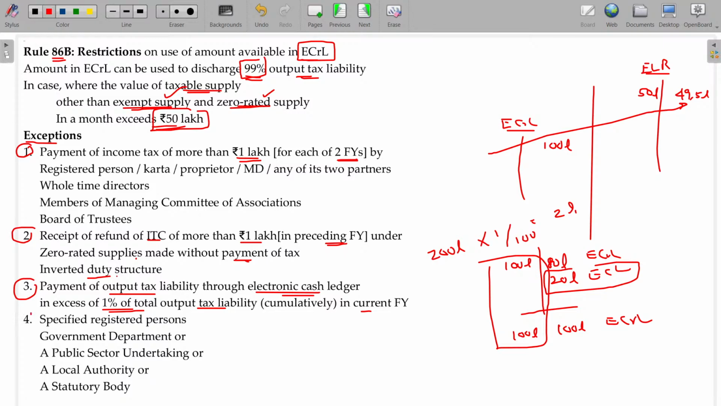And in case he is a specified registered person like government department, public sector undertaking, local authority and statutory body, of course they are eligible for paying cash only. In this case only, you cannot pay the entire output liability in the form of electronic credit ledger. You have to pay at least 1% from electronic cash ledger. Is that clear? Restriction 86B.